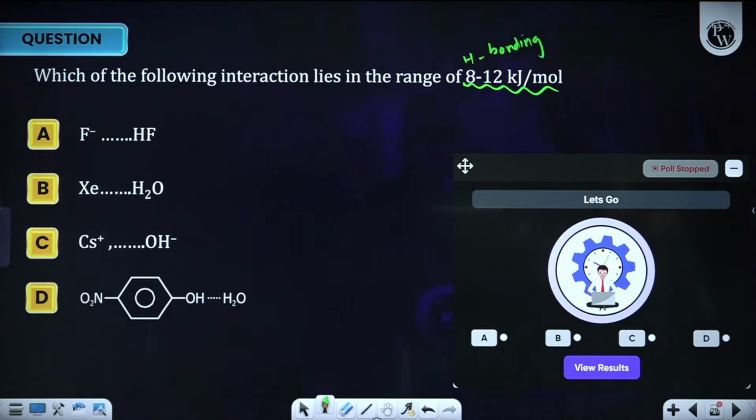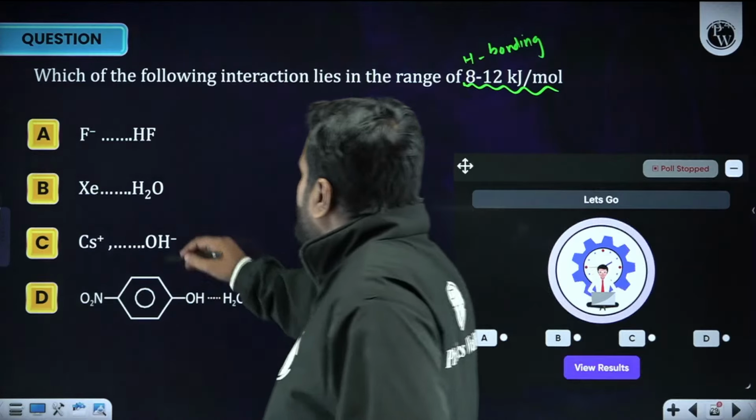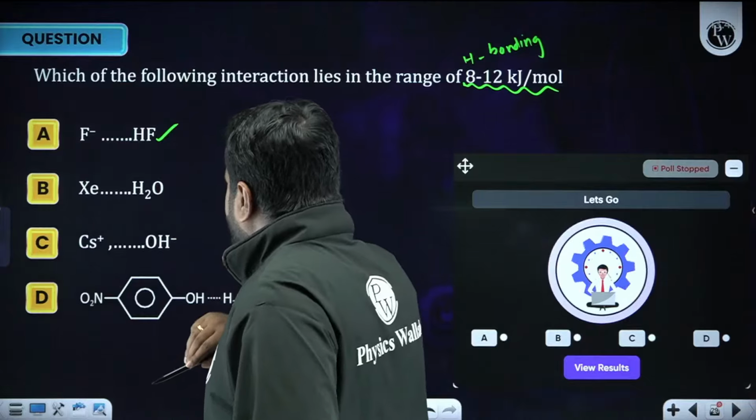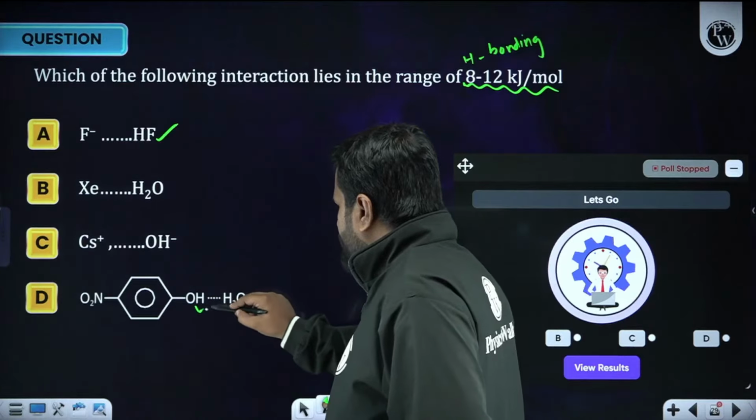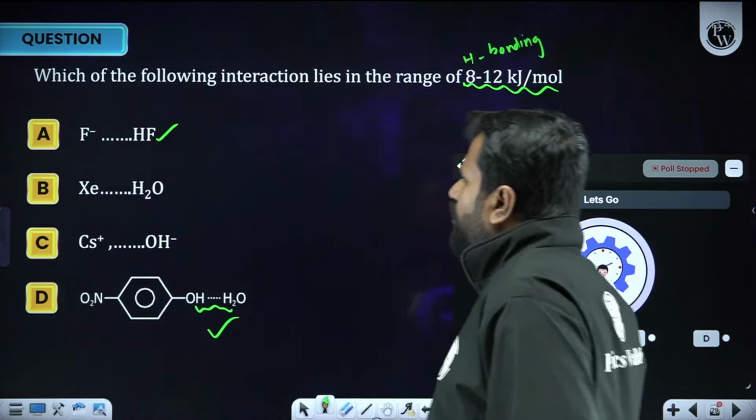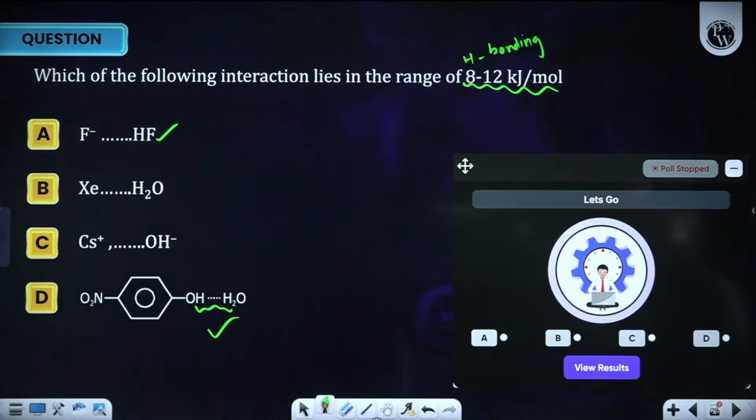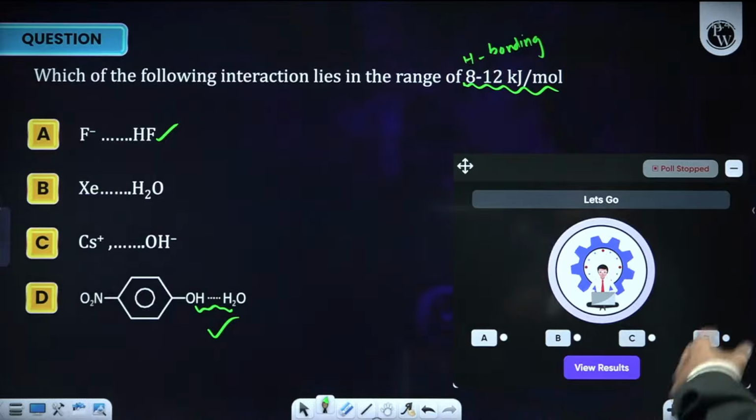So where all is hydrogen bond possible? Here also possible. Yeah, here also hydrogen bond is possible. Okay, two options are coming. Okay, then it is a multi-select question. Unknowingly it came in NEET. It is not a PYQ. Which of the following lies in the range of 8 to 12?